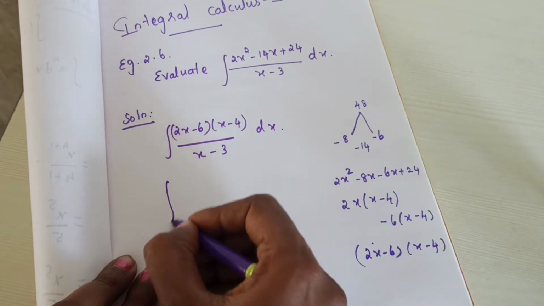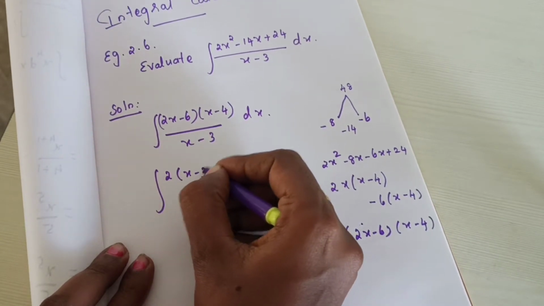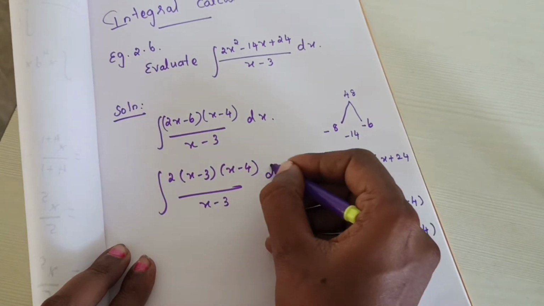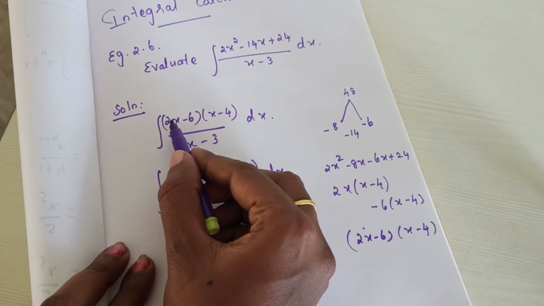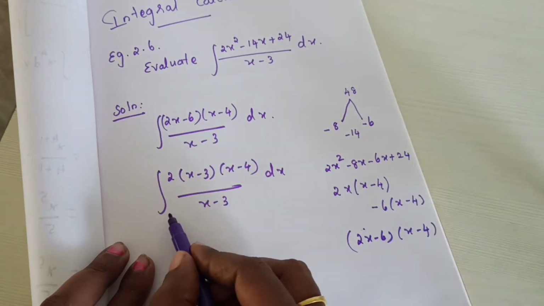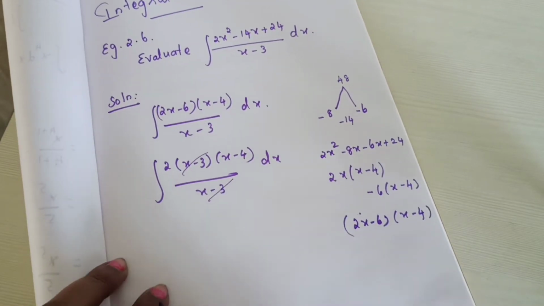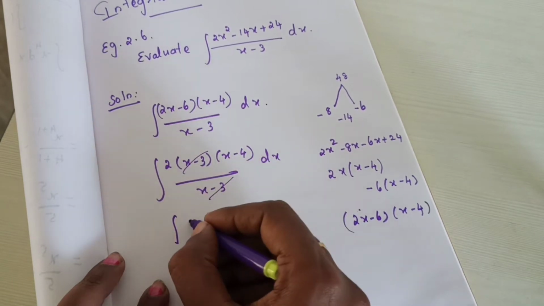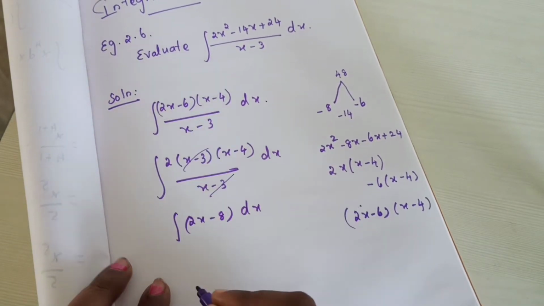Now listen here, 2 we can take common from this. We get 2(x minus 3)(x minus 4) divided by (x minus 3) dx. Students, listen to what I did. I took the common term from 2x minus 6; here 2 is common, so I took 2 outside. Now this x minus 3 and x minus 3 will get cancelled. Now multiply the 2 with what is inside, you will get 2x minus 8, dx.